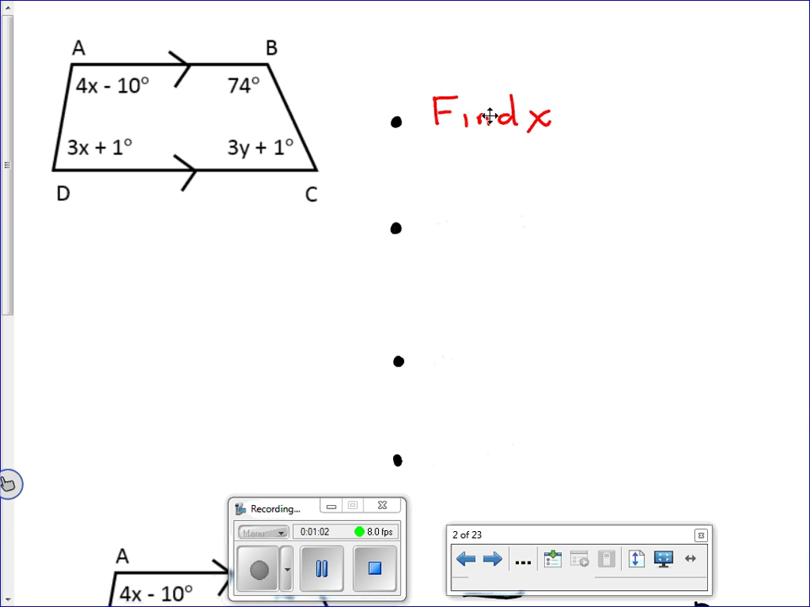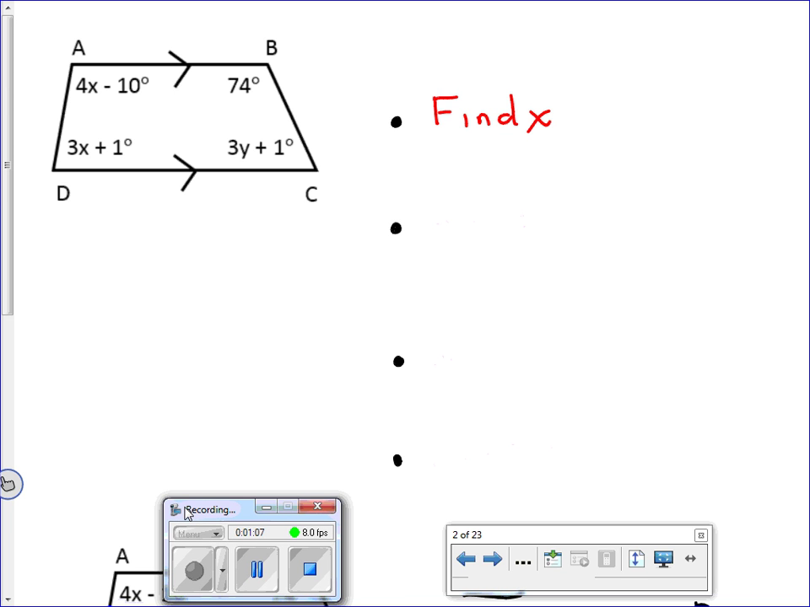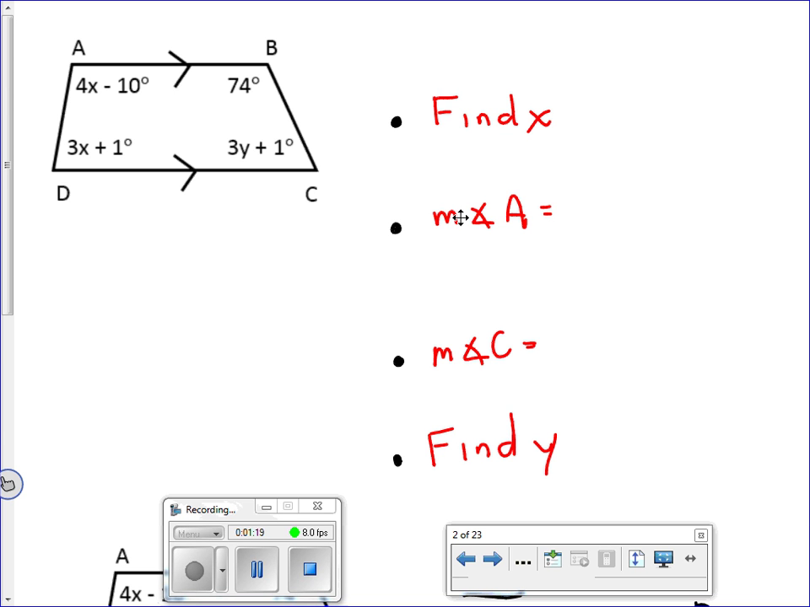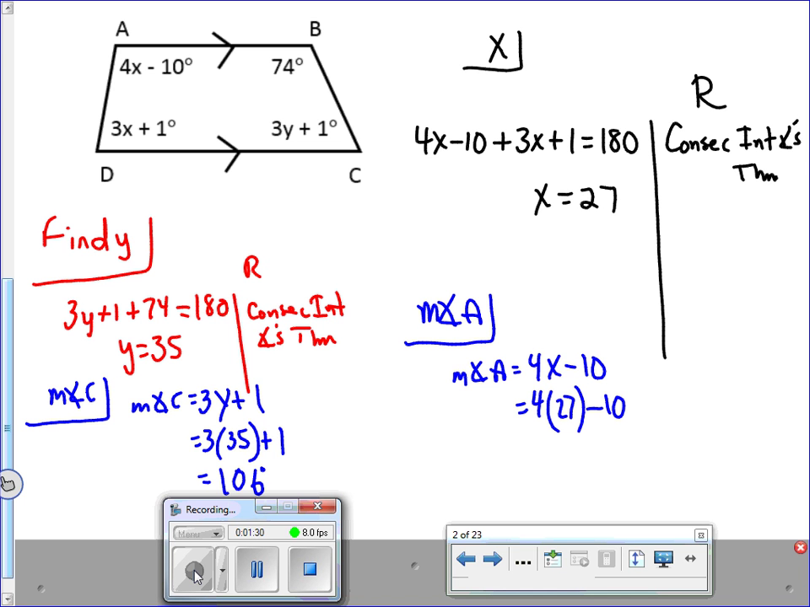Go ahead and put me on pause and see if you can think of some questions I could ask you about this problem. All right, welcome back. I certainly could ask you to find X or maybe A, really any one of the angles. Go ahead and see if you can answer those, and then put me on pause and come back and I'll have scrolled up the answers. So you can just put this on pause if you want to have that handy. Otherwise, we're going to move on to a new problem.